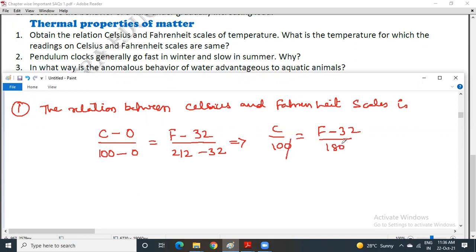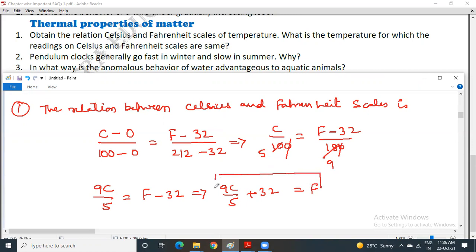So you can cancel 0 both sides. Again, you can make it 2 times of 5, and 2 times of 9. So therefore, you will get 9C by 5 is equal to F minus 32. So 9C by 5 plus 32 is equal to F. So making use of the same equation, let us proceed with the other part of the question.